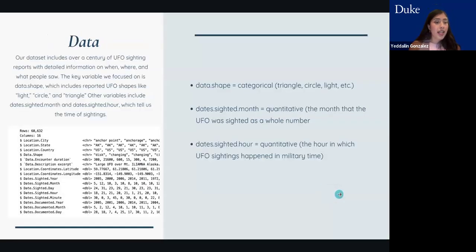So our dataset includes over a century of UFO sighting reports with detailed information on when, where, and what people saw. The key variable we focused on is shape, which includes reported UFO shapes like light, circle, and triangle, and other variables included date sighted month and date sighted hour, which tells us the time of the sightings.